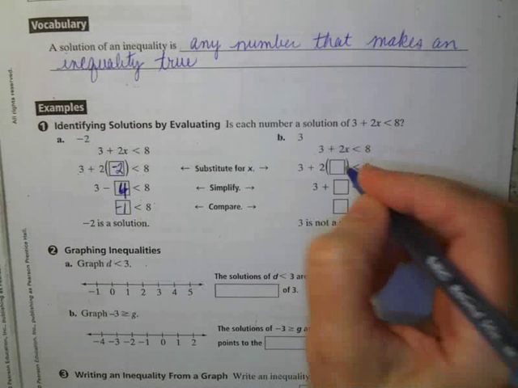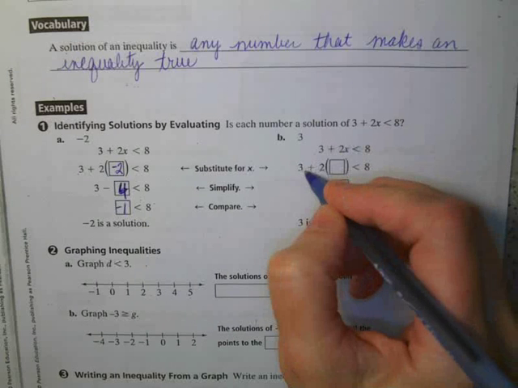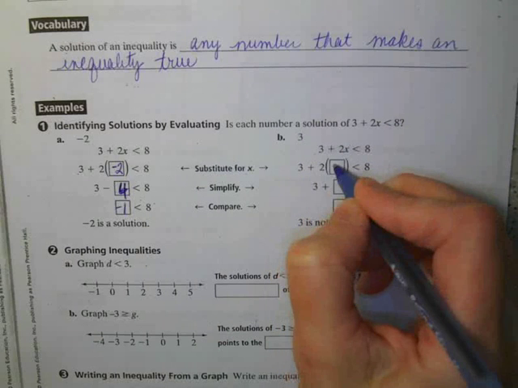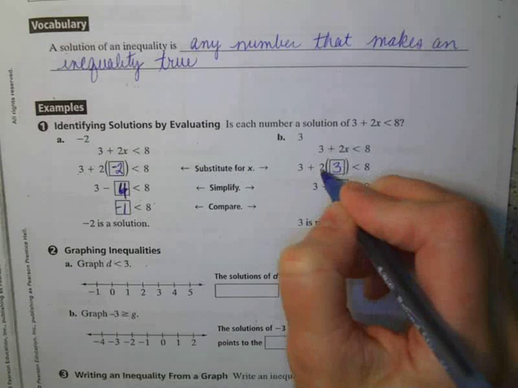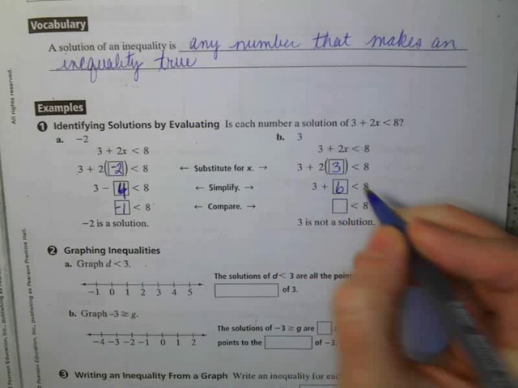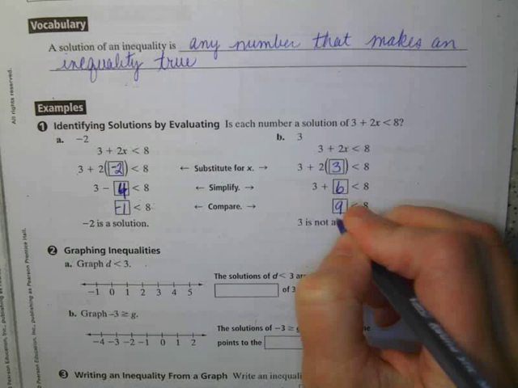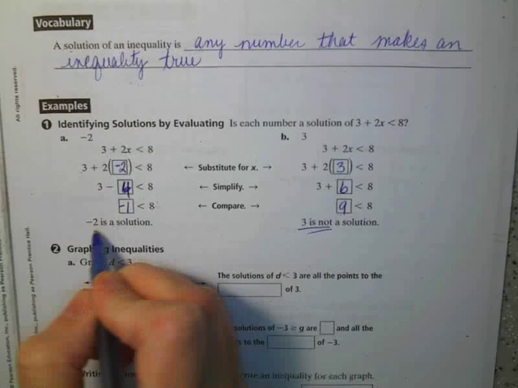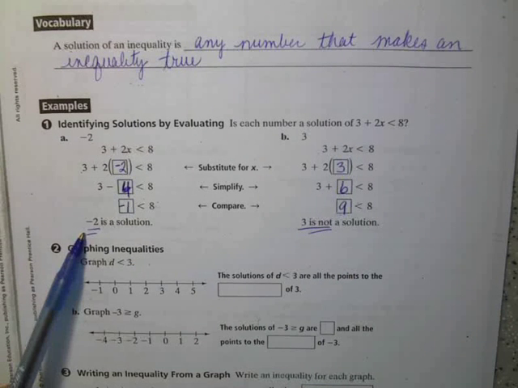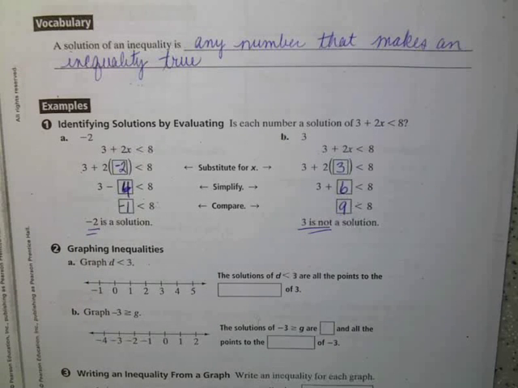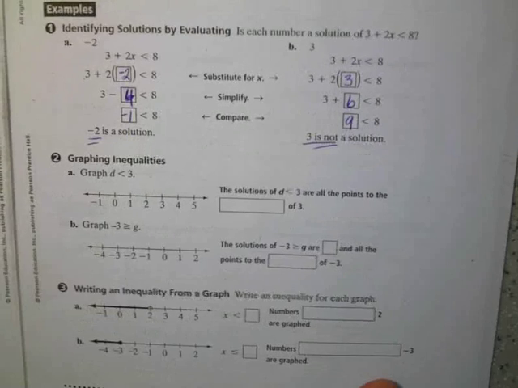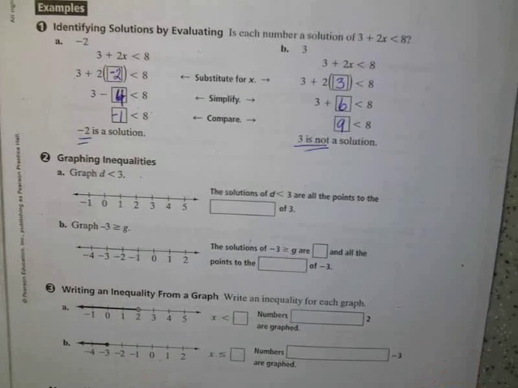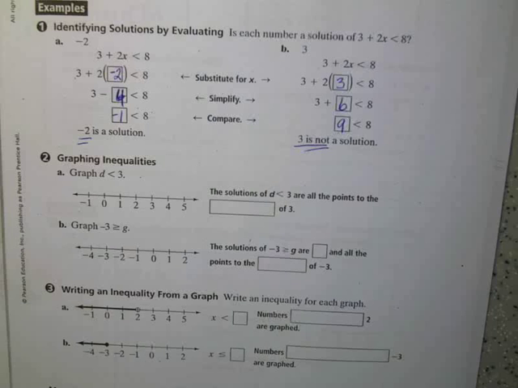When we try substituting in 3 in part B, we get 3 plus 2 times 3 is less than 8. 2 times 3 is 6. 3 plus 6 is 9. 9 is less than 8 is a false statement, so then that makes 3 not a solution. Again, when we substituted in -2, it was a solution because it made the inequality true. Okay, so it's just pretty straightforward. It makes it true or not. If it makes it true, it's a solution. If it does not, then it is not a solution.